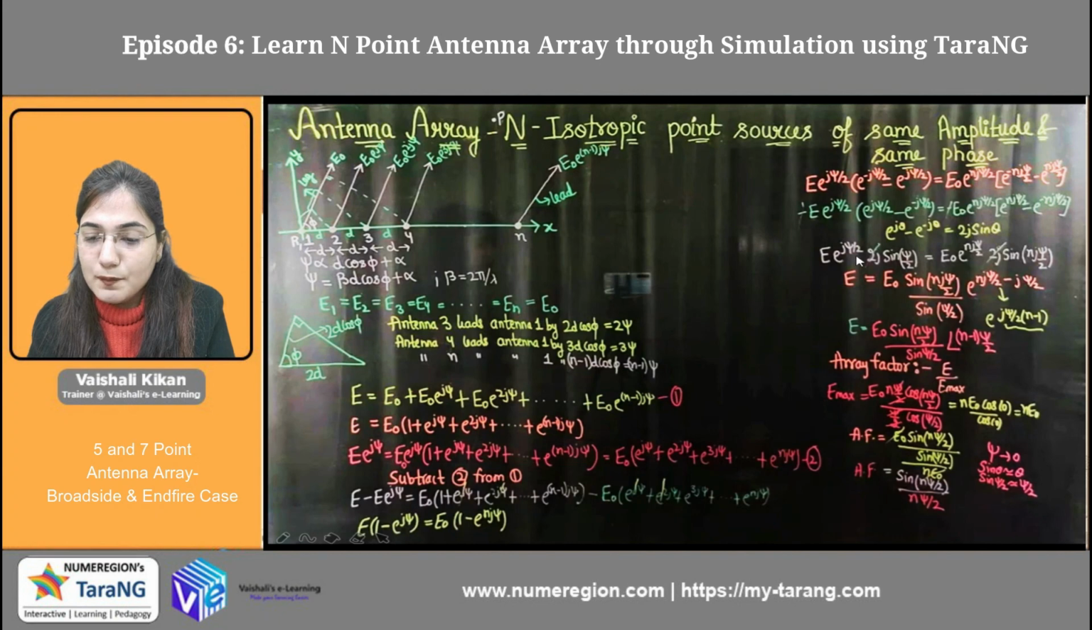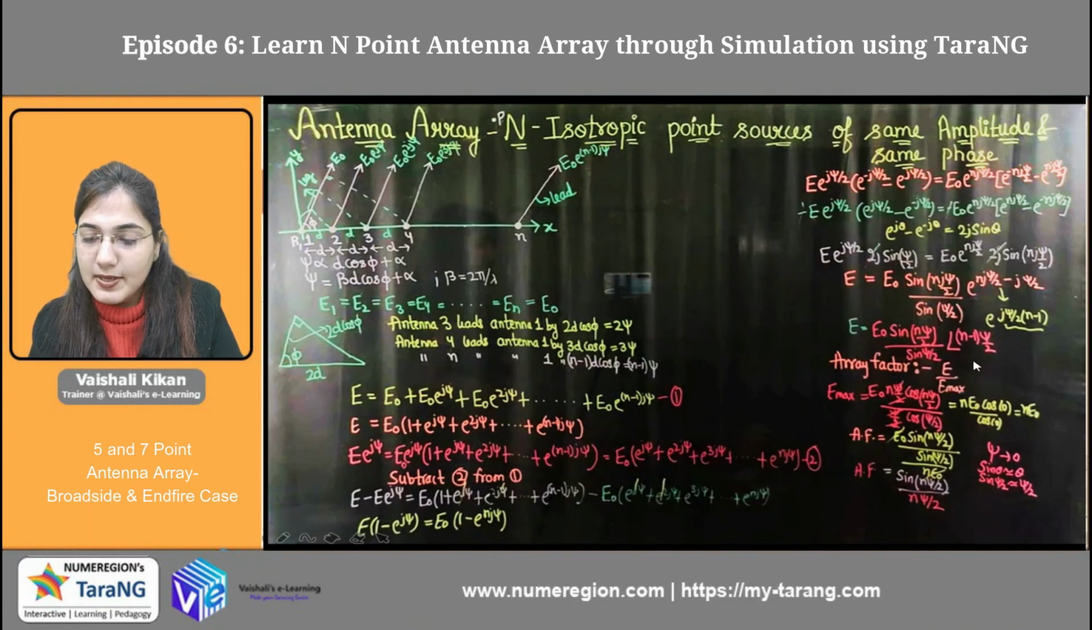So e raised to power j psi by 2 multiplied with 2j sine of psi by 2 will be equal to E naught e raised to power n j psi by 2 times 2j sine of n psi by 2. So 2j and 2j will get cancelled out and E will be equal to E naught sine n psi by 2 upon sine psi by 2, times e raised to power n j psi by 2 minus j psi by 2. This is the phase. Actually, if I take the reference at the center, this phase is going to become 0. So I can represent the phase as an angle. So E will be equal to E naught sine n psi by 2 upon sine psi by 2, angle n minus 1 psi by 2.